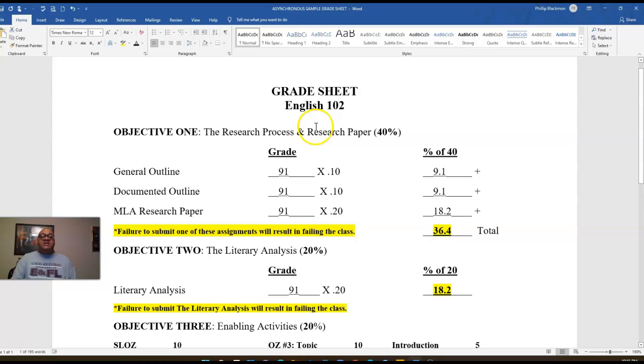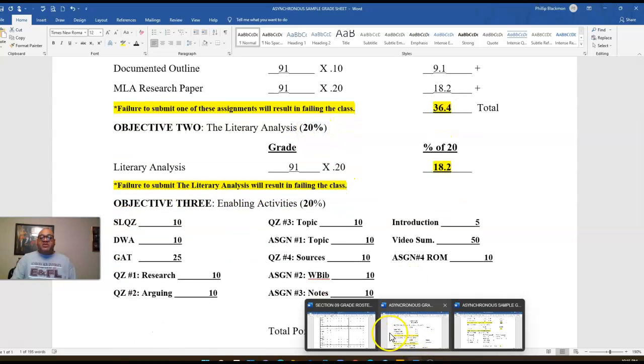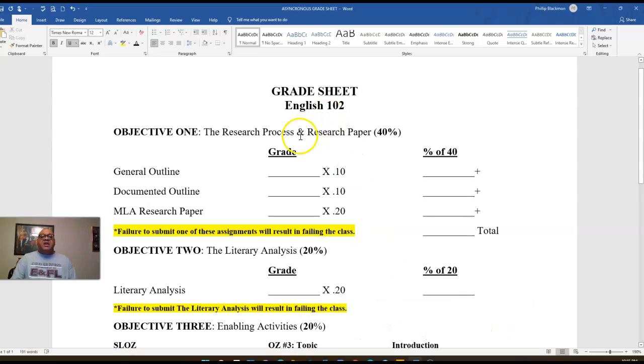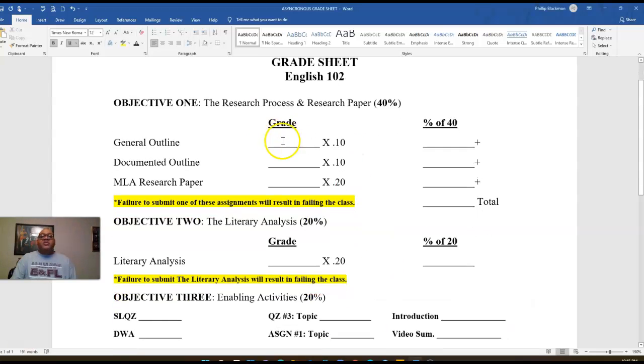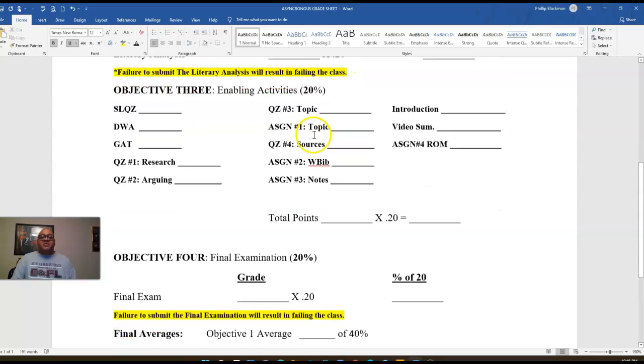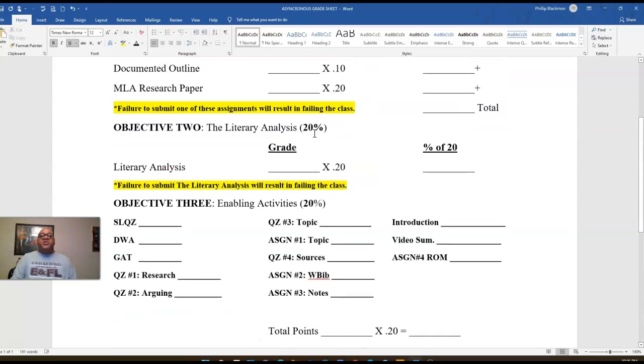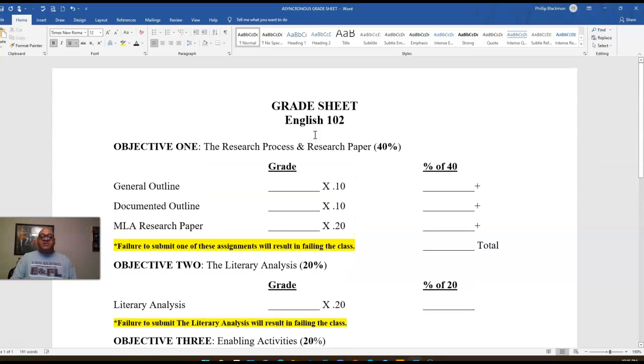Watch this video as many times as you need to in order to understand. There is a blank grade sheet, which is here. All you have to do is fill in your grades, do the multiplication, and make sure you do the multiplication correctly, and you will know what grade you're going to receive in this class this semester.